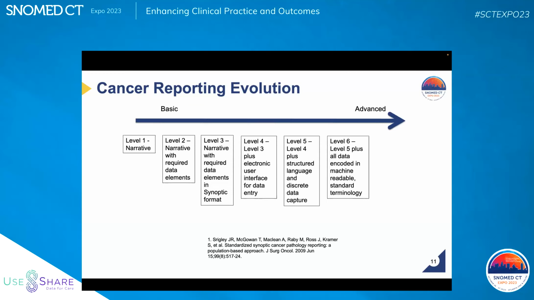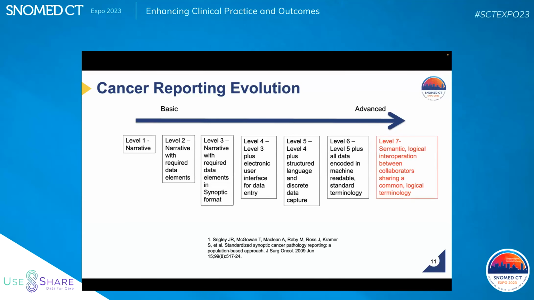So over time, there's been this evolution to become more structured, with required pieces of information that should be contained in the report. Then how do you lay it out? And then can you encode it? Can it become machine readable? And so each of these levels of reporting build on the other.